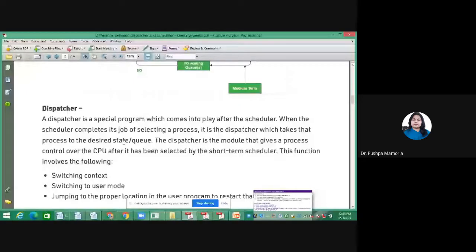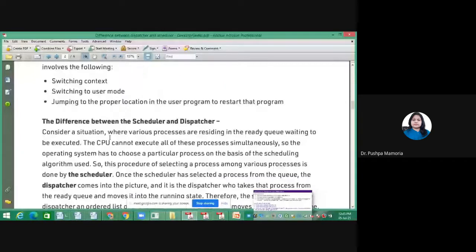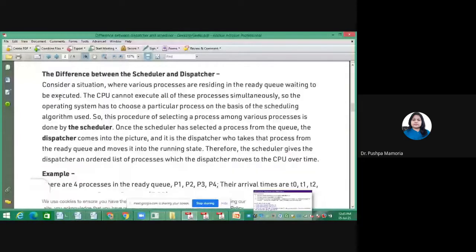Okay, so the dispatcher is the module that gives the process control over the CPU after it has been selected by the short-term scheduler, right? So here we can see the difference between scheduler and dispatcher. They are saying various processes are in the ready queue waiting to be executed. The CPU cannot execute all these processes simultaneously, so the operating system has to choose a particular process on the basis of the scheduling algorithm used. This procedure of selecting a process among various processes is done by the scheduler.